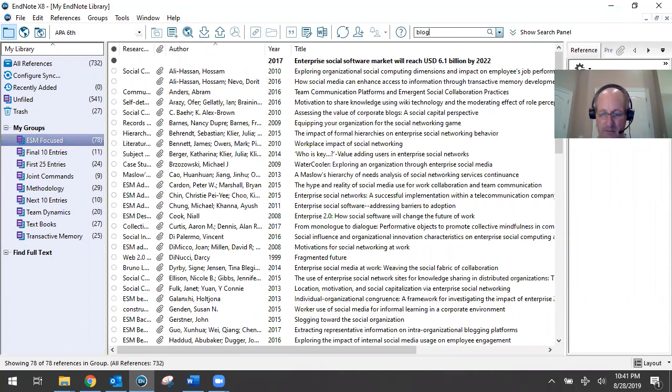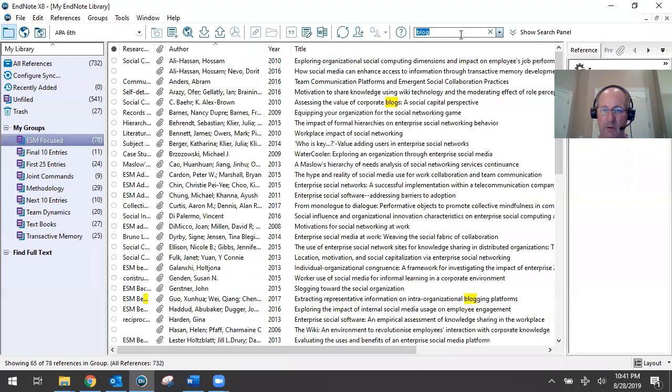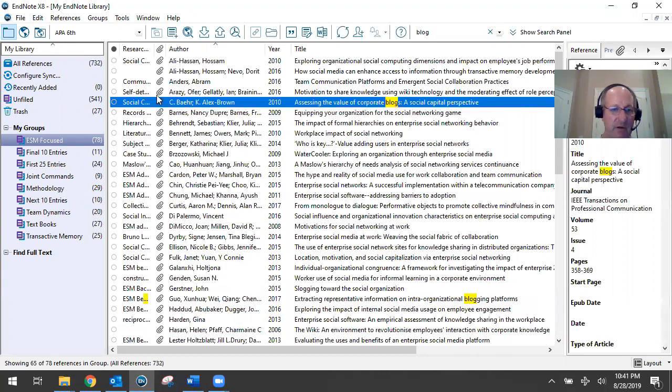and it'll bring up "Assessing the Value of Corporate Blogs." Okay, I think this was probably the article that I was using in my lecture that you couldn't see. So since I have the full text, you can see here the paperclip.